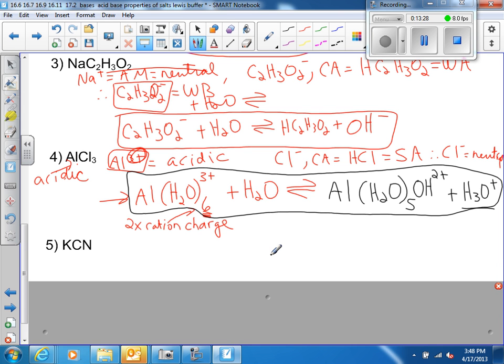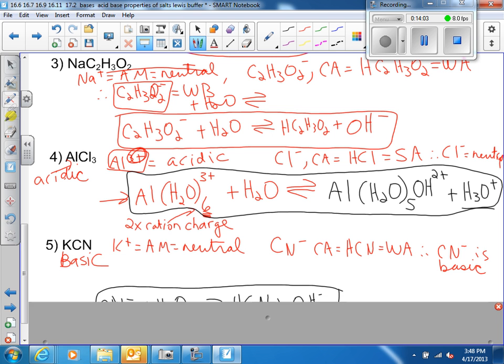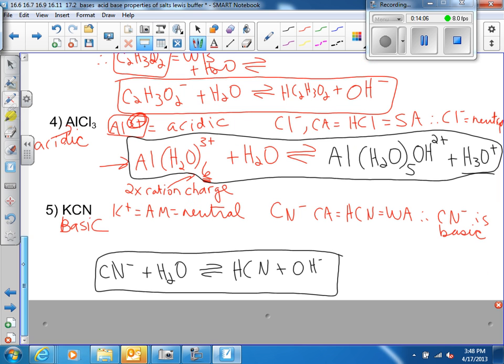Okay, KCN. K+ is an alkali metal, which is neutral. CN-, conjugate acid is HCN, which is a weak acid. Therefore, CN- is a weak base. It's basic. Now you have to write a reaction for CN-. Overall this whole thing is basic. Write a reaction for CN- with water producing hydroxide, because things that are basic should produce hydroxide. Pause or look at the answer now. Here we go. There's a reaction showing that we have a basic substance.